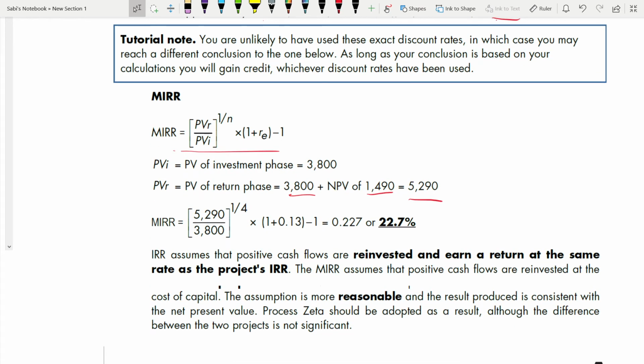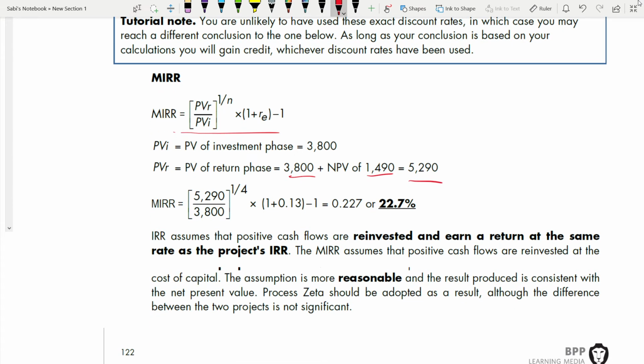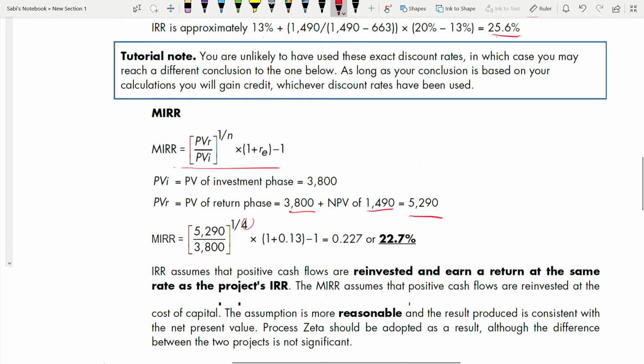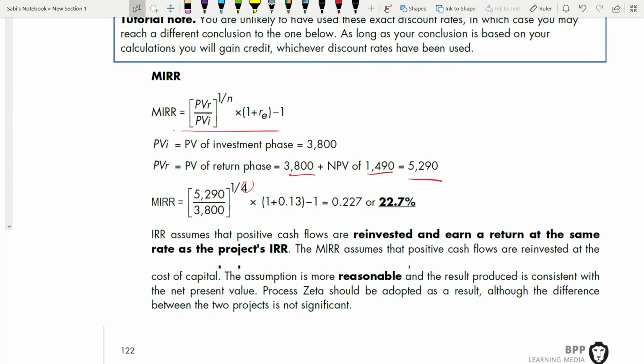So MIRR: you take the return phase, 5290, and initial investment down, divide, and raise to the power 1 over 4, because the number of years is 4. 1 plus R, R is your discount rate, 13%. Minus 1, so 22.7%. So just check, your IRR is 25.6, MIRR is 22.7%. Another thing is your MIRR will be less than IRR. IRR will be greater than MIRR. This is another thing you have to remember, right?